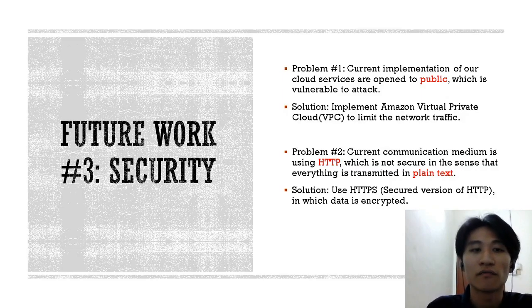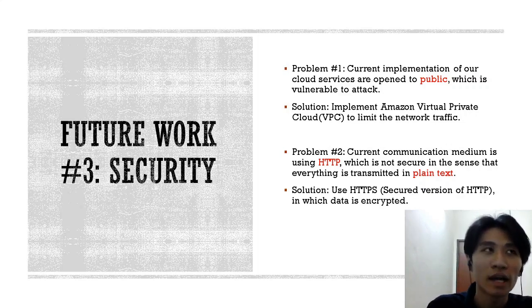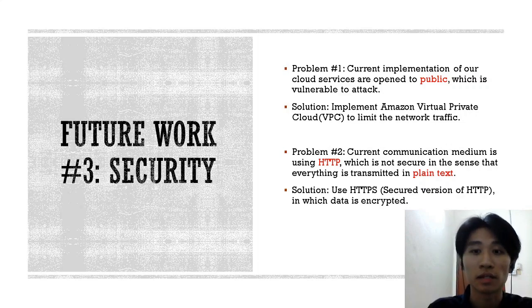So the third thing is about the security. One of the problems is that now our cloud services are open to the public, so they are vulnerable to any attack. Our solution is that we need to implement a virtual private cloud to limit the network traffic. The second problem is that between the front end and the back end, we are using HTTP, and HTTP is in plain text, so we need to use HTTPS, in which all the transmission is encrypted.